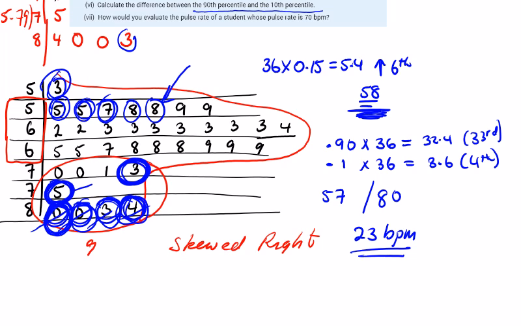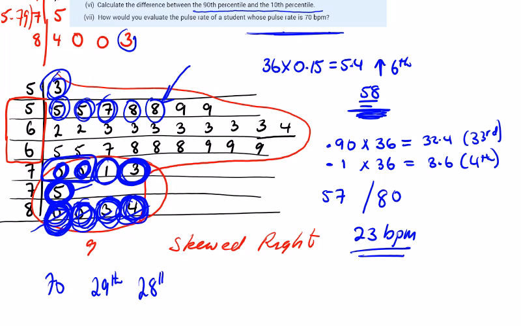And then how would you evaluate the pulse rate of a student whose pulse rate is 70? So 70 is here. 36, 5, 4, 3, 2, 1, 30. So we're looking at the 29th and 28th for 70, these two here. 70, 29th and 28th.